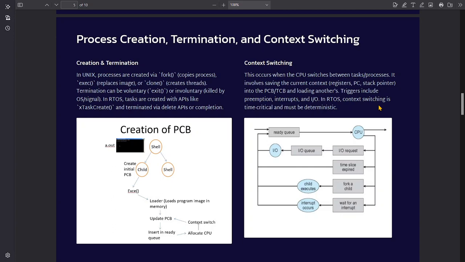In real-time operating systems, APIs like task create are used for task creation and termination. Now, context switching is the process of storing the current task state and loading another's. This is a critical function in multitasking systems and must be very efficient and predictable in real-time operating systems since real-time tasks are deadline driven.